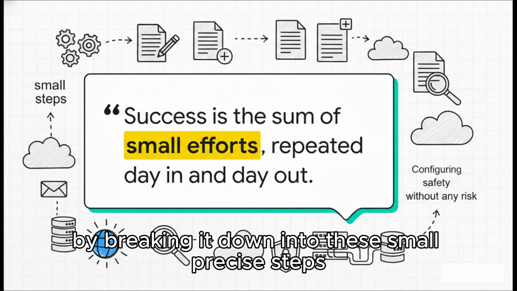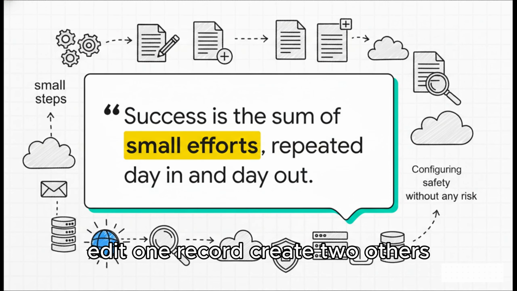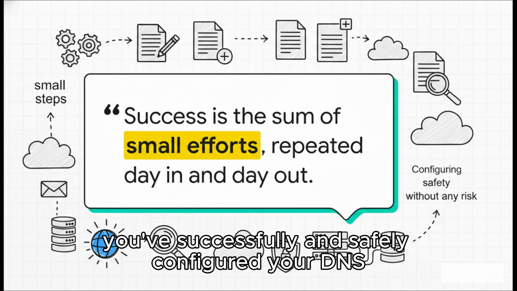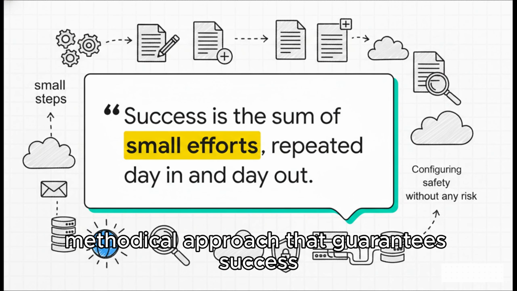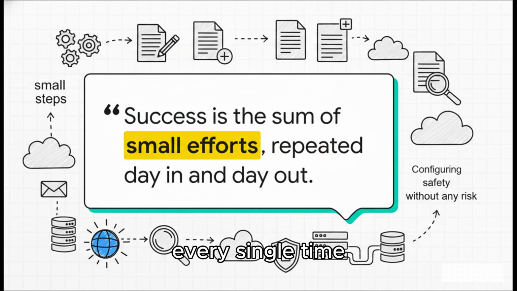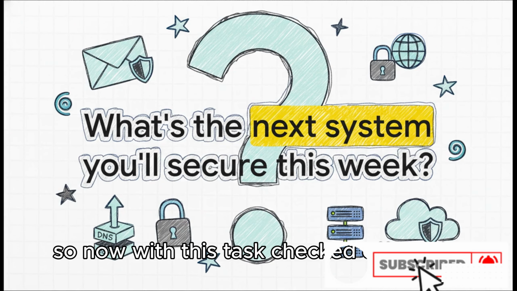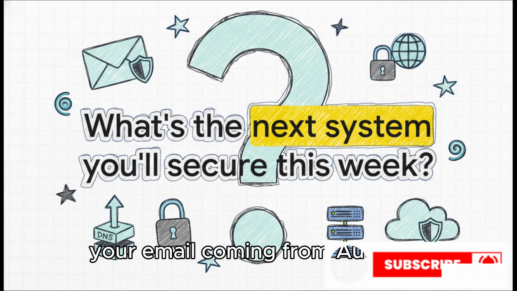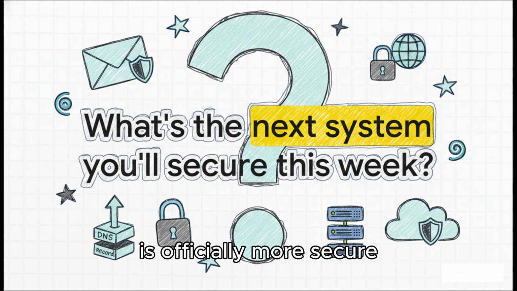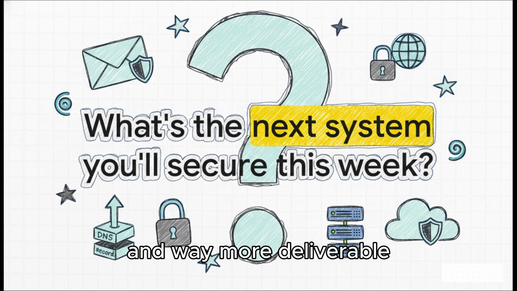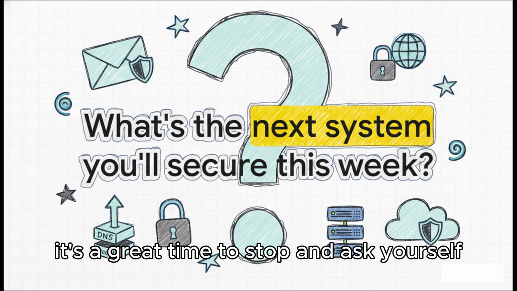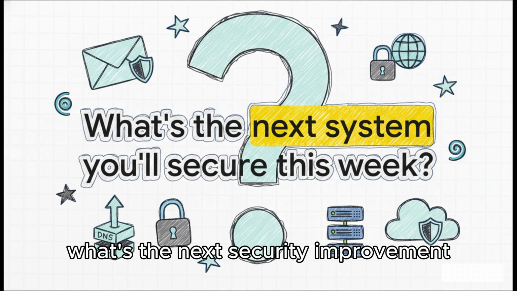By breaking it down into these small, precise steps, edit one record, create two others, and then verify, you've successfully and safely configured your DNS. It's that careful, methodical approach that guarantees success every single time. So now, with this task checked off the list, your email coming from Autotask is officially more secure and way more deliverable. It's a great time to stop and ask yourself, what's the next security improvement you're going to tackle?